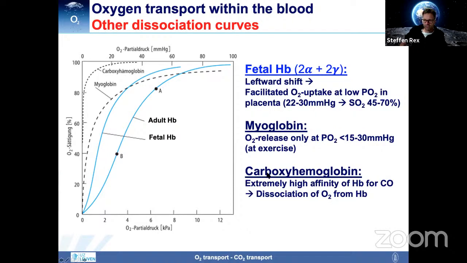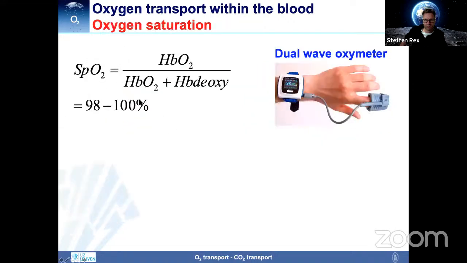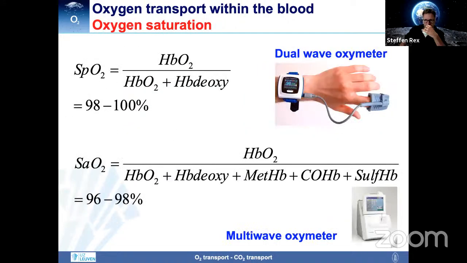And very dangerous is carboxyhemoglobin because it has an extremely high affinity for carbon monoxide. So oxygen dissociates from hemoglobin and is substituted by carbon monoxide. This is also conceptually very important.